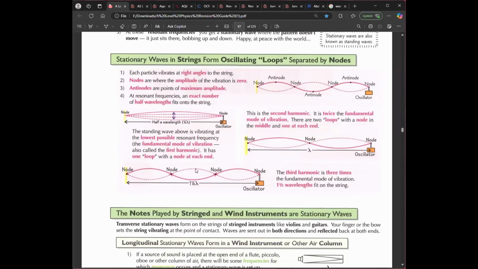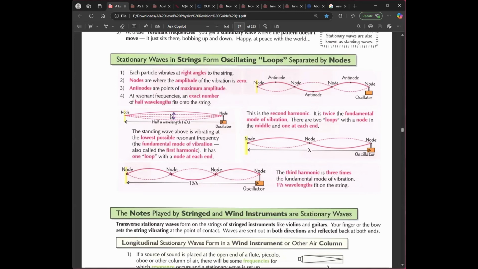Second harmonic just means that you will have two loops, which means three nodes and two antinodes. And if you keep on going like that, the third harmonic will have three loops. So one, two, three, four nodes and three antinodes. That makes sense. All right.